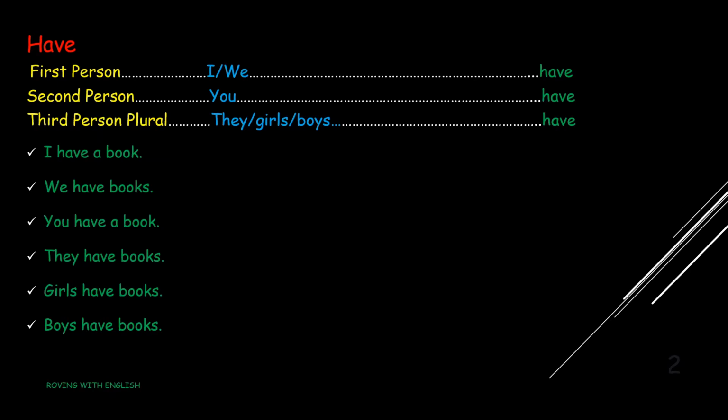An easy way to remember this is that have is used with I and you. They're singular, but still we use it with I and you. It is used with I and you and words in their plural form. Here, I and you are the only words in singular form. We, they, girls and boys are in plural form.